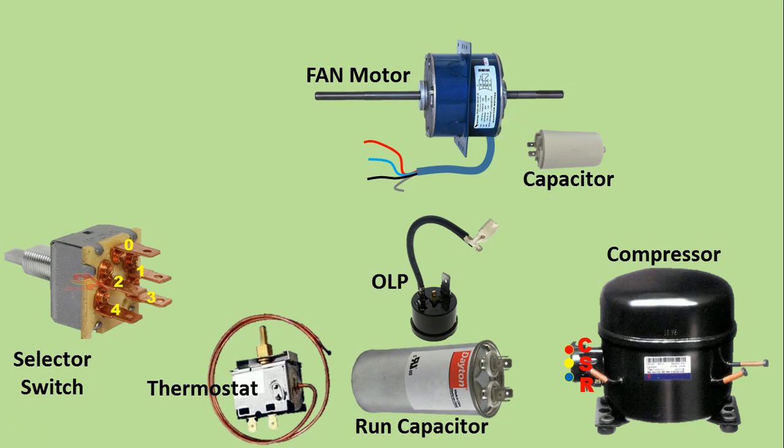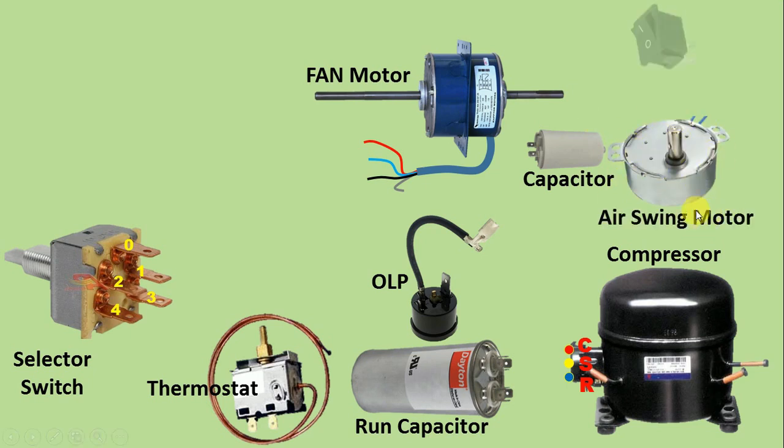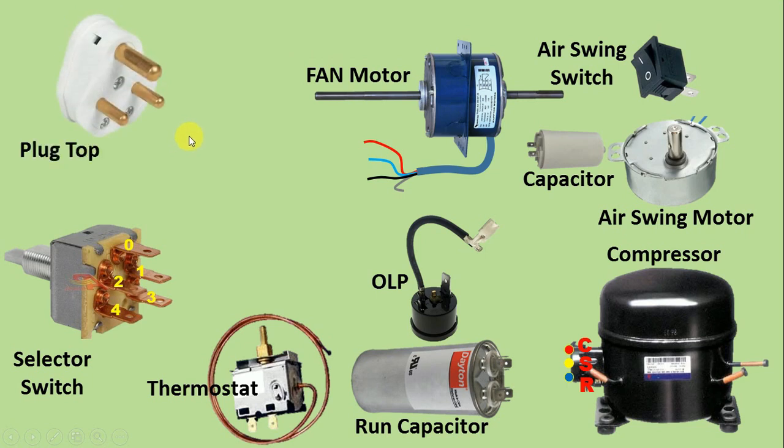After this, in a window AC, there is a grill. To rotate this, for changing the direction of air flow, a swing motor is there. This is our swing motor. To turn this swing motor on and off, one switch is there. So this is our air swing switch. Now to provide power supply to all of these, we will use a single phase plug top. It means the AC we are using here runs on single phase.